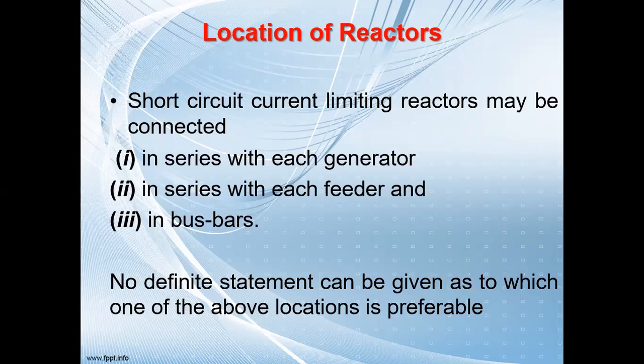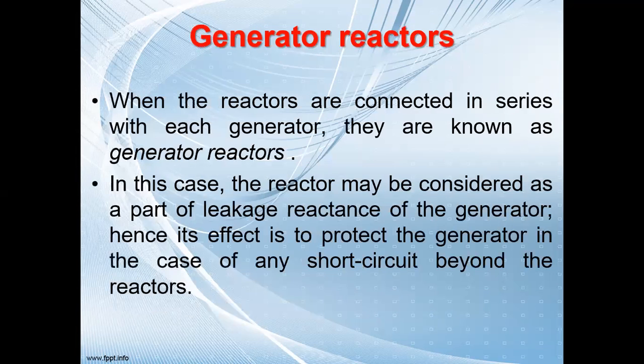Generally, the power is coming from the generator, then it is feeding into the bus bar, and thereafter it is going through the feeders or the transmission lines. These are the possible areas where we can install these reactors, and thereby we can limit the short circuit current.